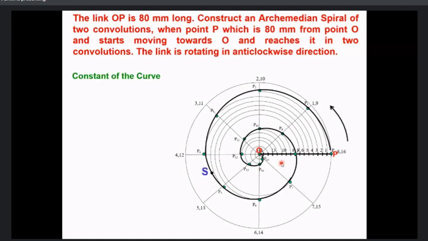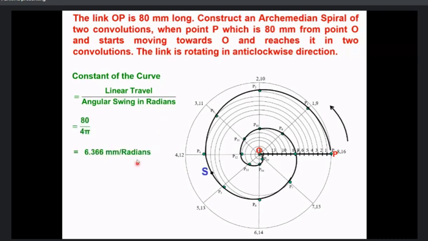Then to plot a normal and tangent is easy. You need to have a constant of the curve. Okay, constant of the curve, linear travel divided by angular swing in radians. Now what is linear travel here? You can take linear travel as 80 minus 0. 80 minus 0 divided by 4 pi. This is important, 4 pi. Why? Because 2 convolutions के लिए हम कर रहे हैं.